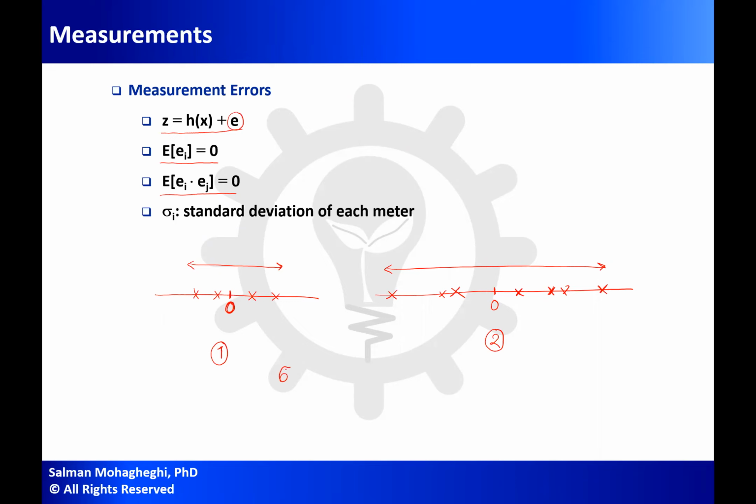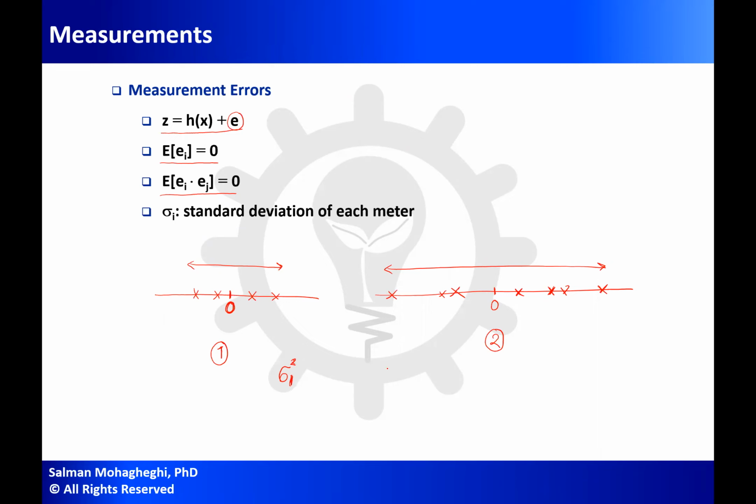So I look at the square of the standard deviation, in this case, sigma 1 squared, which in fact is my variance. And sigma 1 squared would be, in this case, less than sigma 2 squared, which means that meter number 1 is more accurate than meter number 2.